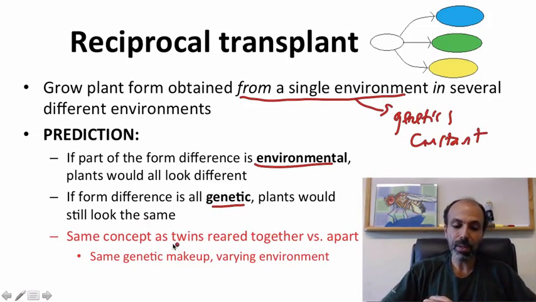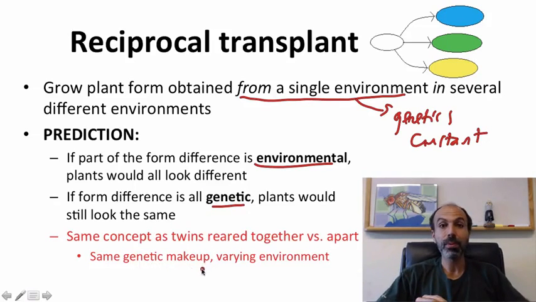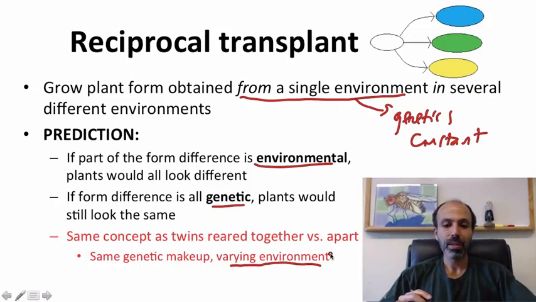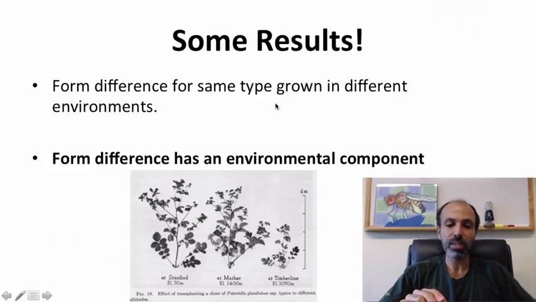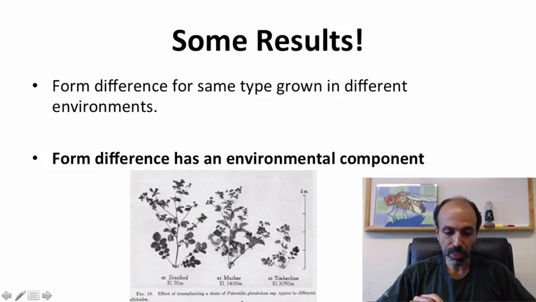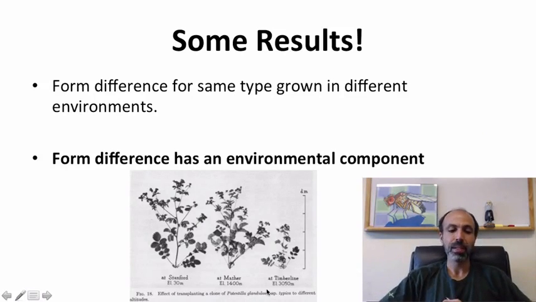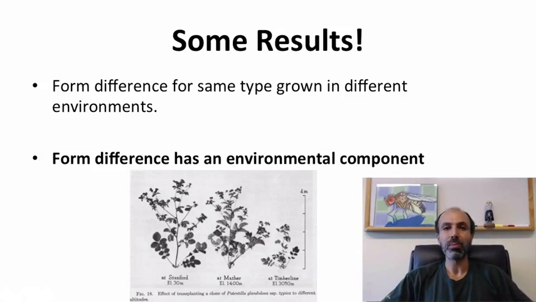Okay? And this is the same concept as these twins reared together versus apart, that we're using the same genetic makeup, right? And we're varying the environment in which the plants are grown. And in fact, with this, they did still see an effect. The form difference for the same type grown in different environments was still apparent. This is showing Potentilla glandulosa. And this was grown at Stanford, Mather, and Timberline. And you note again, the Timberline ones are quite small. The Stanford ones are much bigger and bushier. This suggests this form difference does have an environmental component.